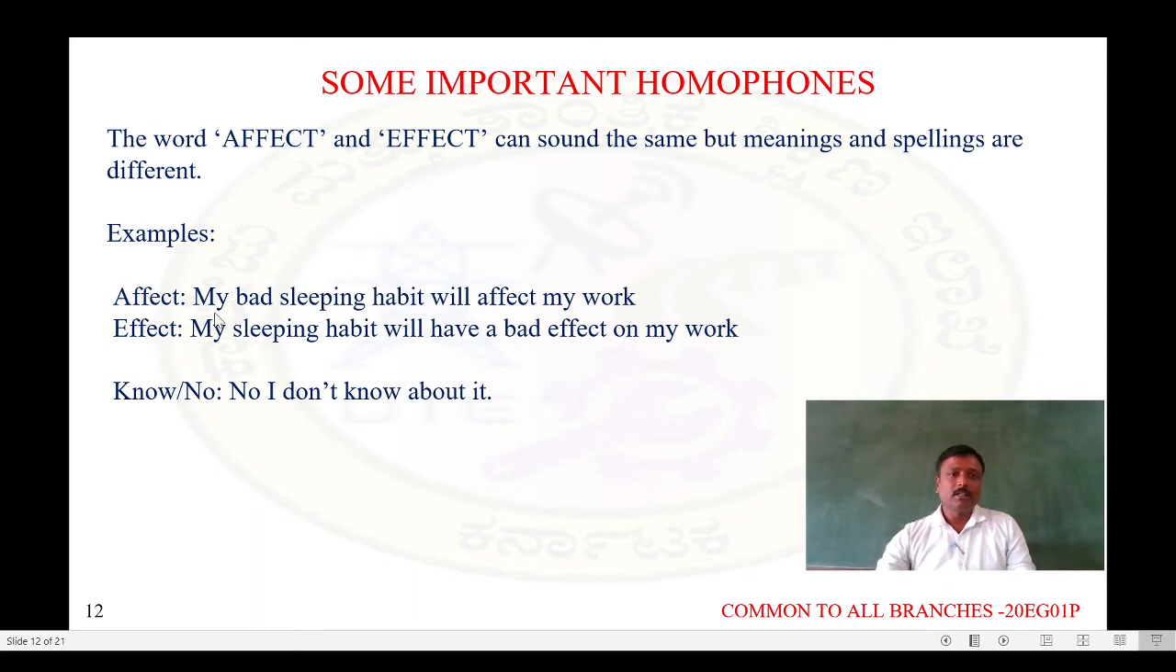For example, my bad sleeping habit will affect my work. Here affect stands for verb and it gives the meaning of make a difference, or cause something to change. It is going to convey that meaning.